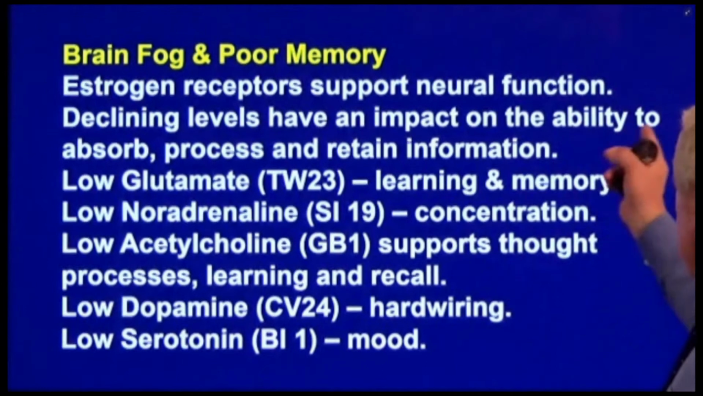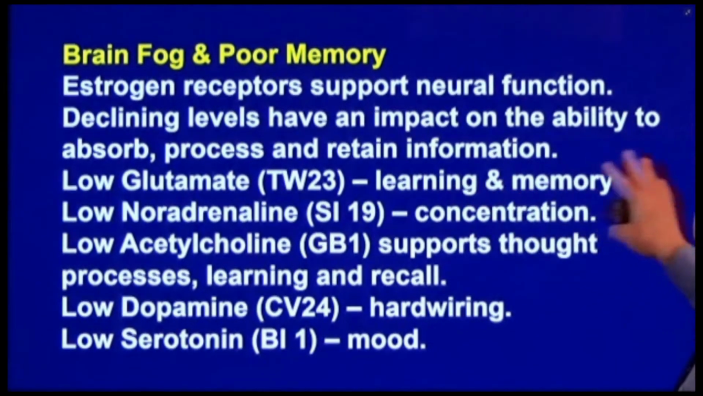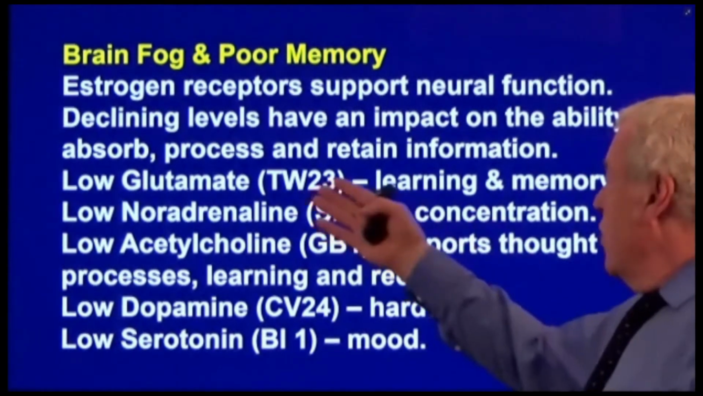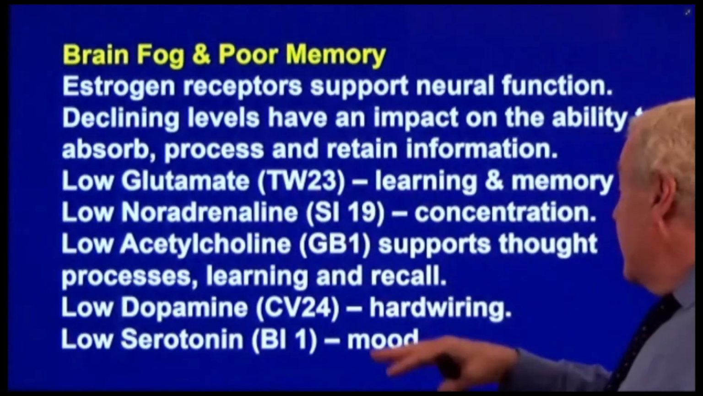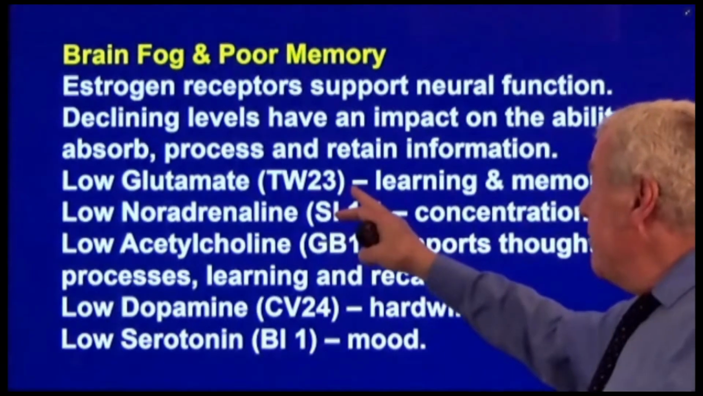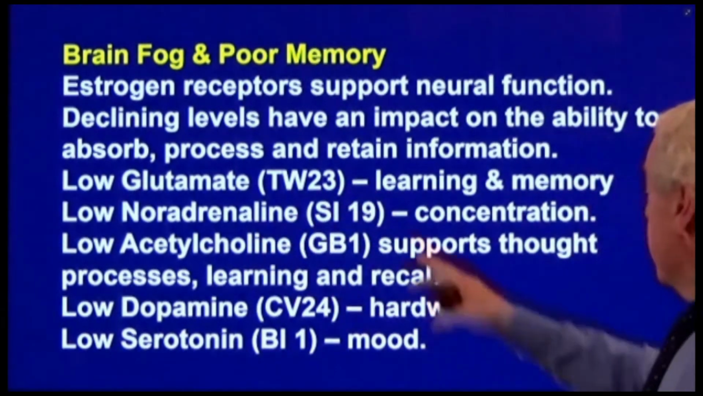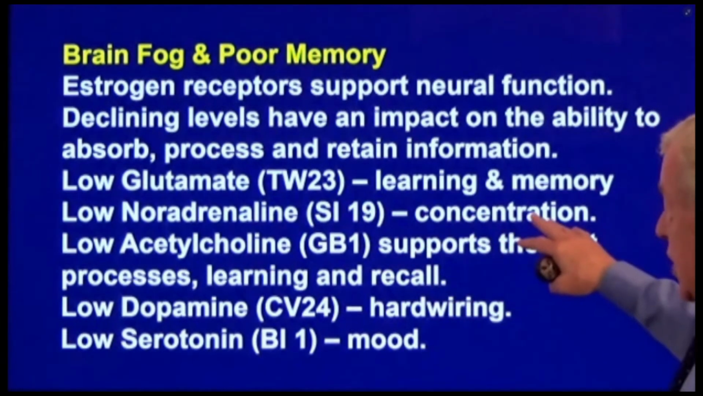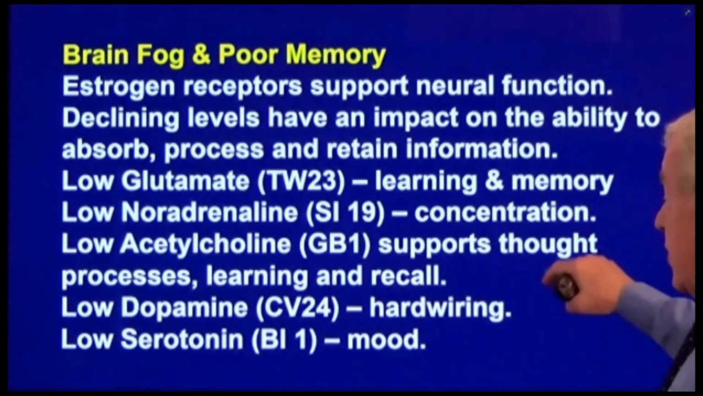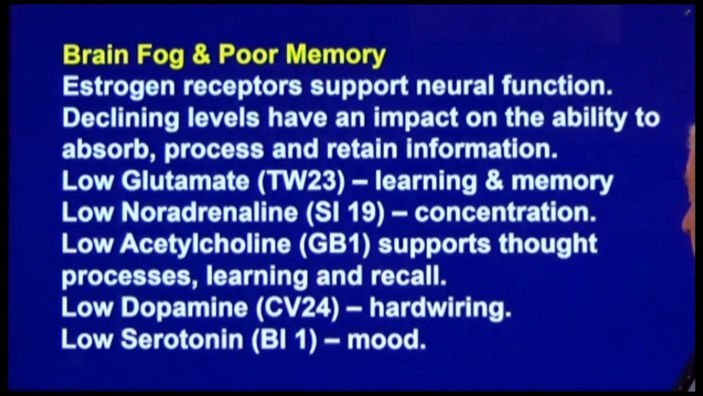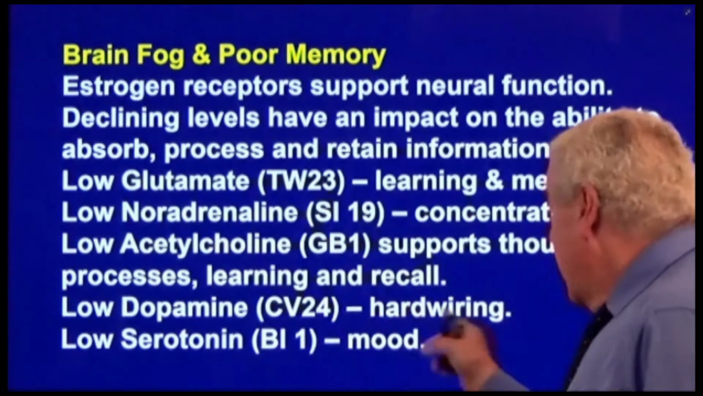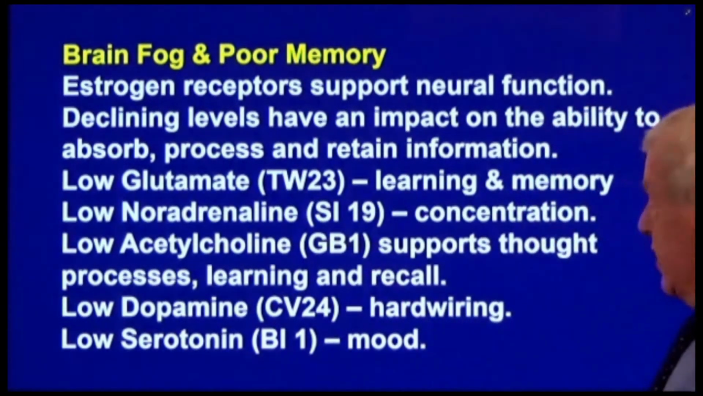Estrogen receptors support neural function, and declining levels have an impact on the ability to absorb, process, and retain information. This may manifest as low glutamate, which is a neurological input through the 5 senses, and this would affect learning and memory; we pick this up at triple warmer 23. Low noradrenaline, which would be small intestine 19, would lead to poor concentration. Low acetylcholine, which we pick up on gallbladder 1, supports thought processing, learning and recall. Low dopamine would be conception vessel 24, which is the hardwiring of the memory, and low serotonin on bladder 1.